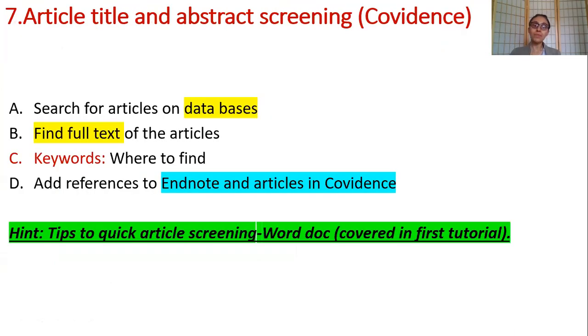Okay, then you have, as I said, the article title and abstract screening. How do you do quick article screening? This has been covered earlier in your lectures and tutorial. So predominantly tutorial, but yes. So the first thing which you do in an article screening process is you search for articles on scientific databases. Second is find the full text of the article. Third is where to find and how to find relevant articles is by generating appropriate keywords. And fourth is you add all of these full text references to Covidence, which helps you to do the article screening process. Okay, so this is just to break down 7.A, 7.B, things like that.